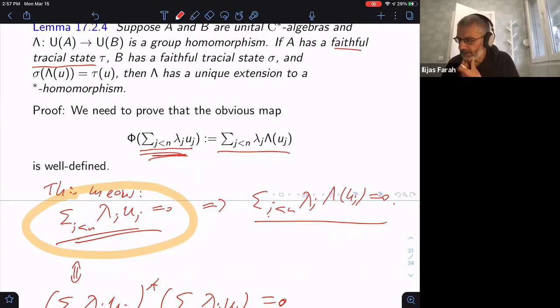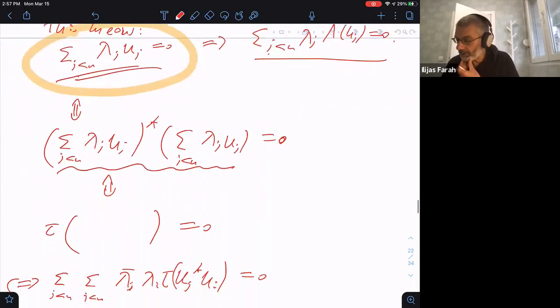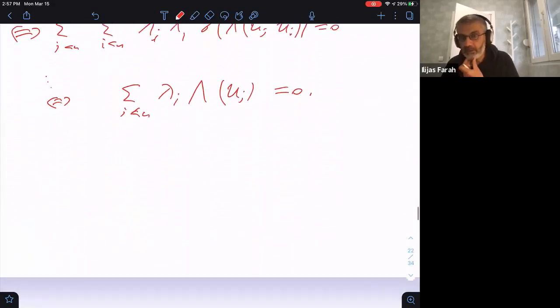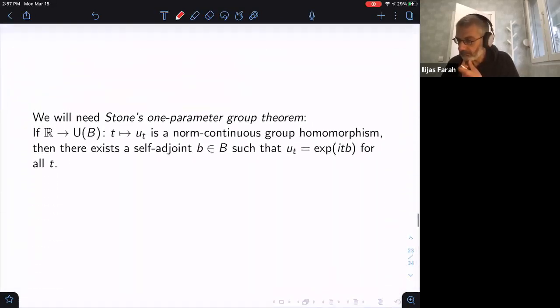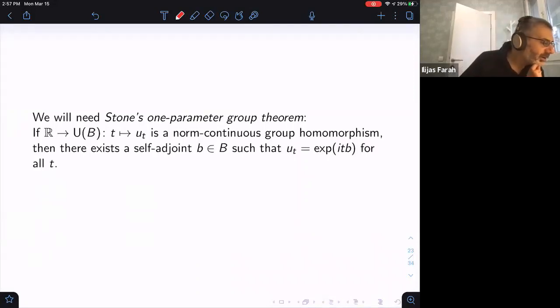Right. Yeah, no, as far as I can see, it's not being used. Let me just check. Maybe I just smudged something in the proof, but no, you're right. That's a good point.